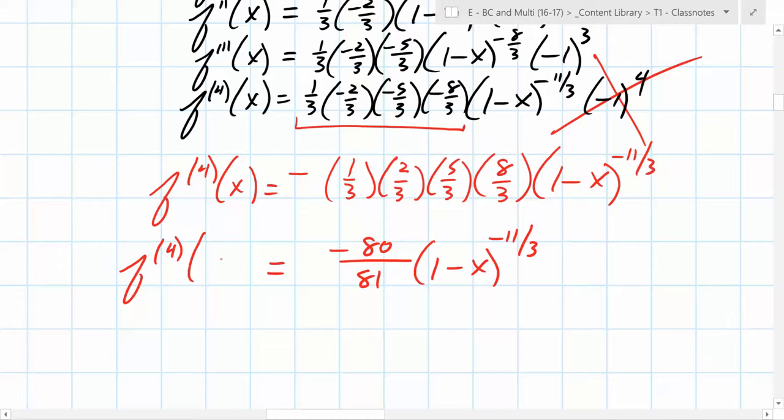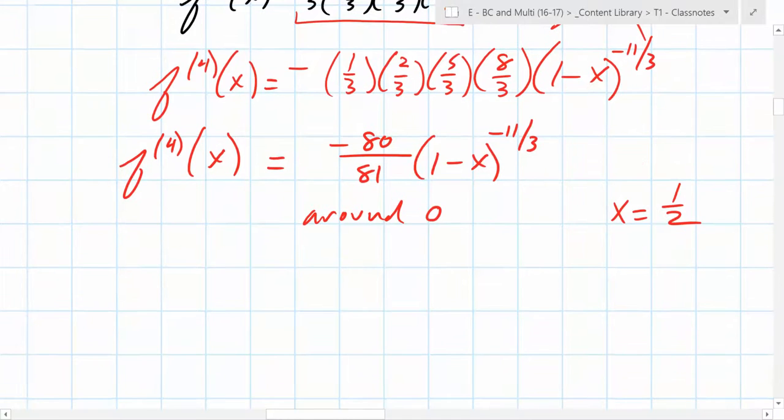Okay, so we are estimating it around what value? Around 0? Around 0, but what are we trying to plug in for x? We want x to be what? We want x to be a half, right? So our interval must contain what? Must contain 0.5. So what's the smallest interval we can use that contains 0.5?